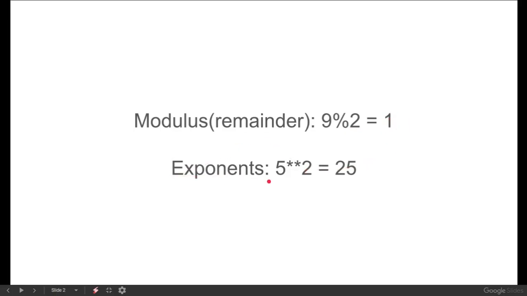For exponents, make sure that you use two star symbols right next to each other. So in this example, we'd be doing 5 to the power of 2, which is 25.